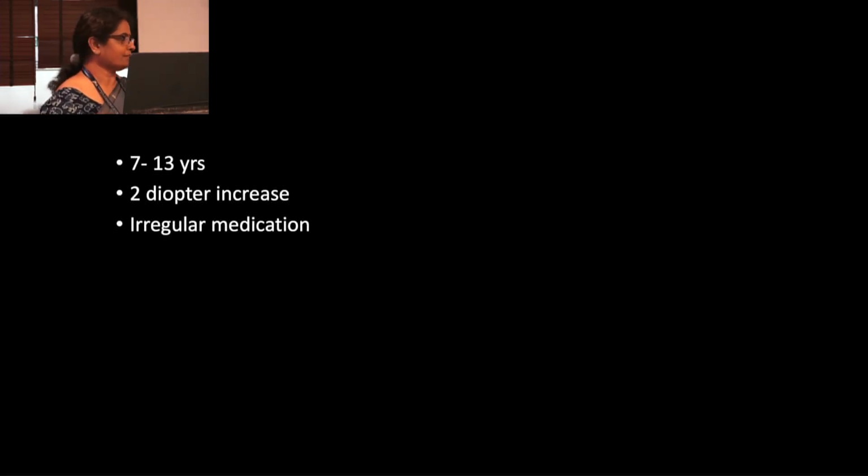Now the child is 13 years. We'll continue with the drops. It's been so many years now. So this is a common scenario we encounter, yes, because many children during that COVID period were lost to follow-up. And compliance with the drops is also not sure during that period, and we have seen a 2 diopter increase with irregular medication. Currently, do you have the axial length documentation?